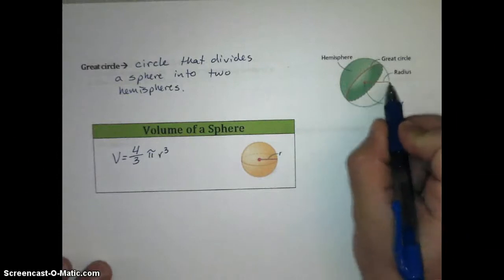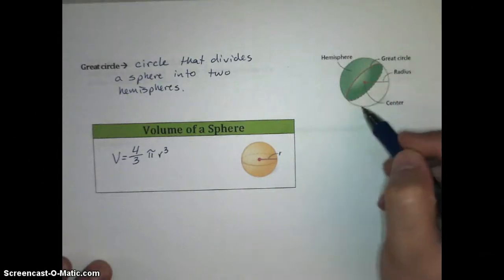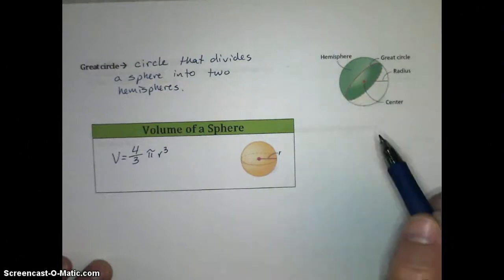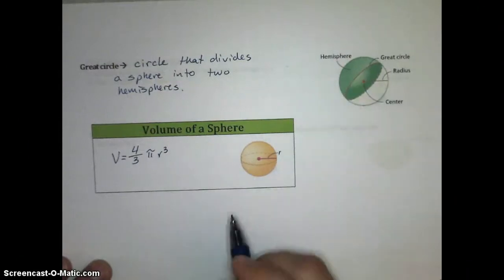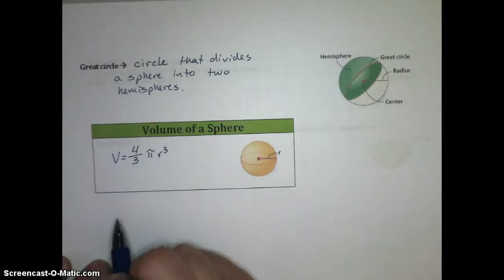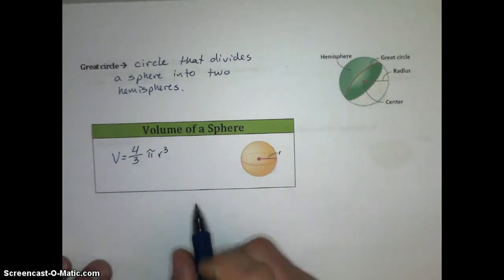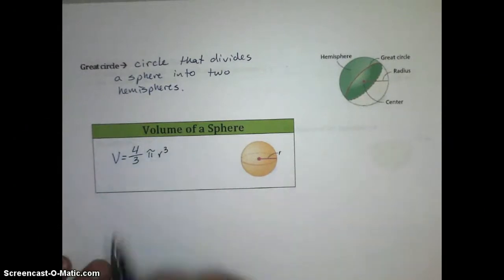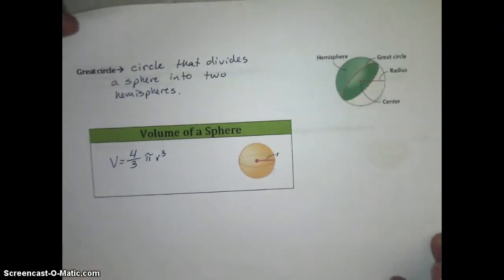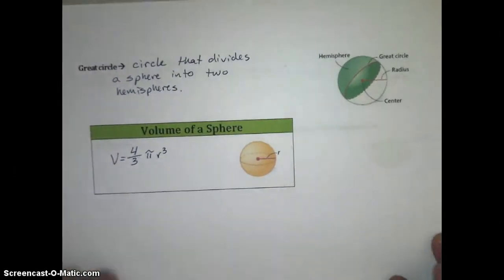So we have our center here. This could be our radius. This is our great circle. Think of the equator of the Earth. That's a great circle. And then half of that sphere is called a hemisphere. We have a formula for the volume of a sphere given as 4/3 pi r cubed. And we'll talk a little bit more about that formula later, but for right now, just remember this is your formula for volume. So we can go ahead and use that formula to find volume of spheres.